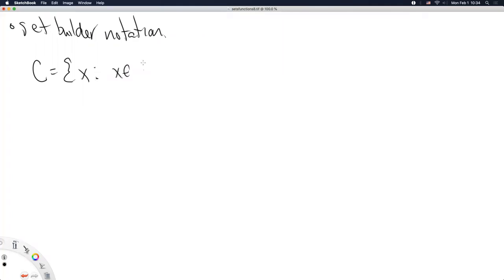First, some more examples of sets using set builder notation. Sometimes you want to describe a set based on some properties. We can do that using set builder notation. So sometimes you want to describe the set C, and you want to say it's X such that X is in the set of 2, 4, 6, 8, 10.